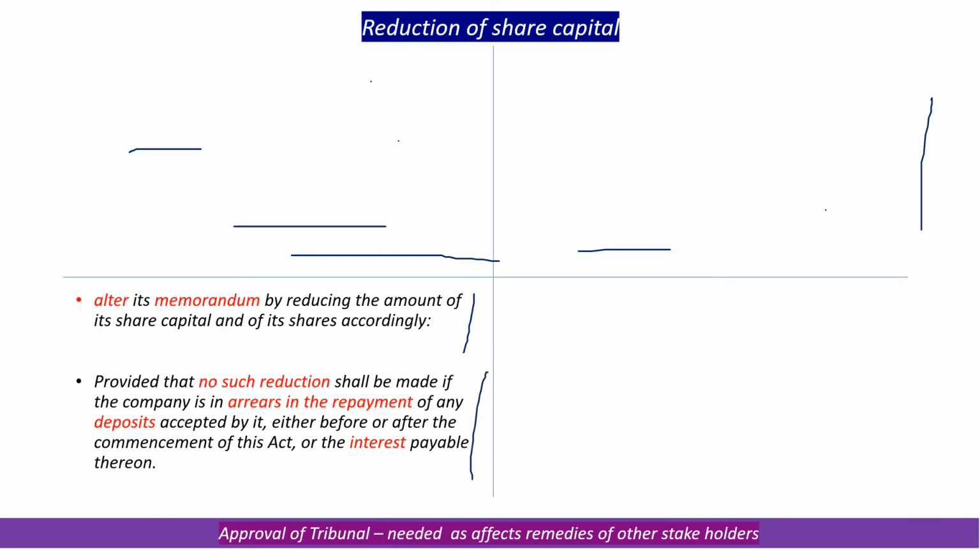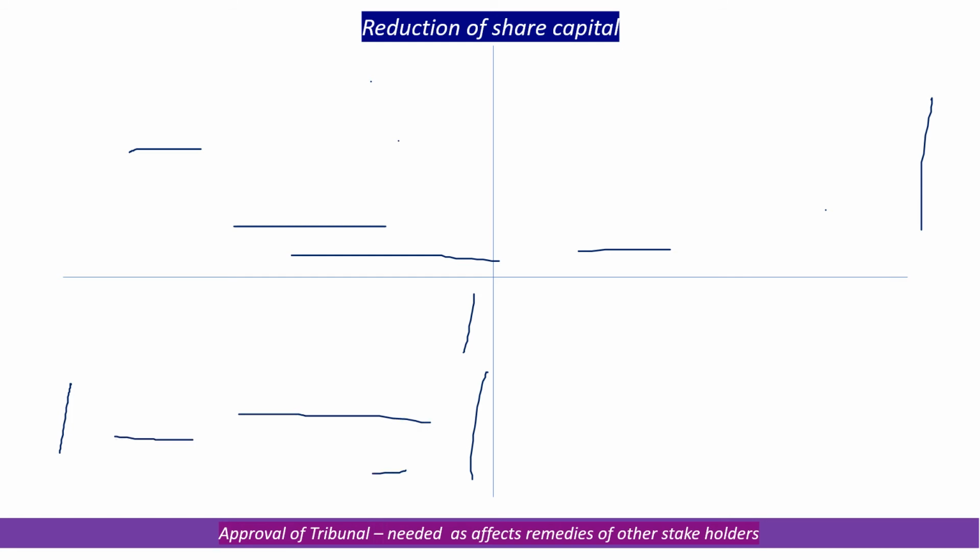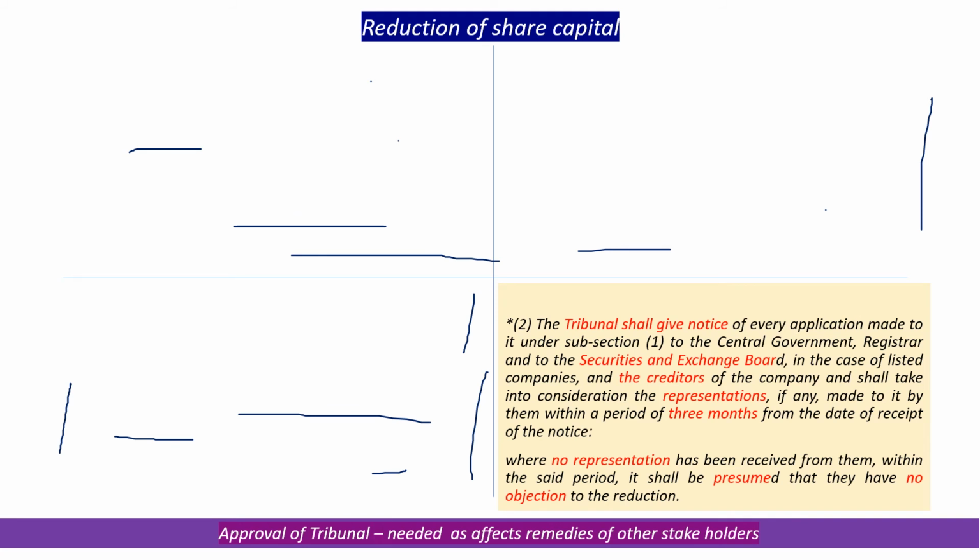But once again, to reduce capital, the company has to have sound financials. There should be no arrears of repayment of deposits or payment of interest. The tribunal, when it is applied for, will give notice to SEBI, will give notice to creditors, and a period of 3 months is given for them to respond. If no representation is received, the tribunal presumes no objection and proceeds ahead.